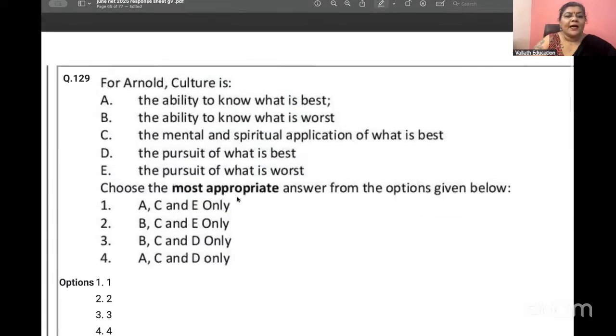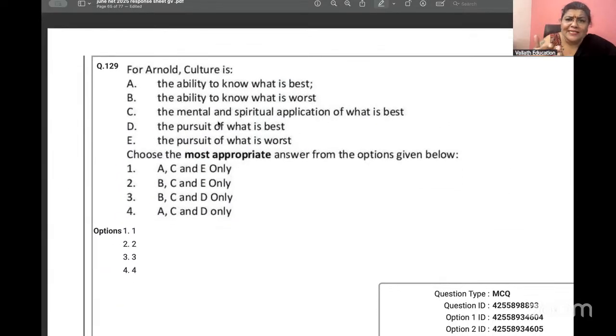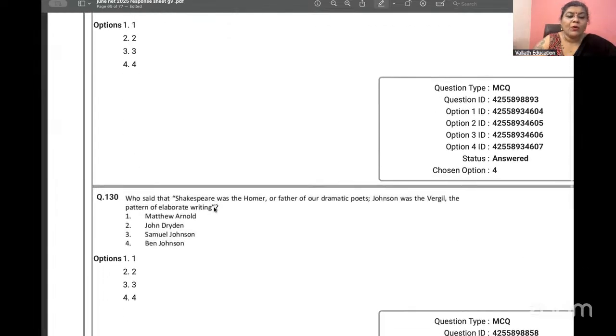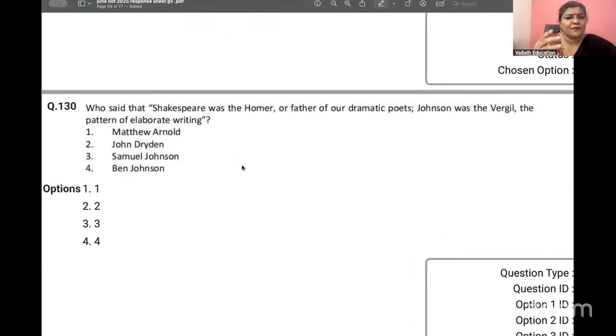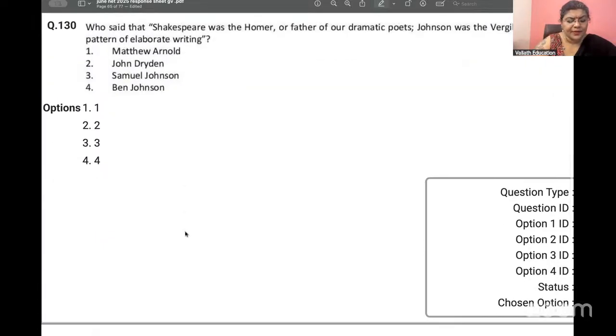Next. For Arnold, culturist. This is very stupid school level question. Silly question. The ability to know what is best, maybe. The ability to know what is worst is absolutely wrong. The pursuit of what is worst is absolutely wrong. B and D are absolutely wrong. So ACD. Clear? Now, Shakespeare was the Homer or father of our dramatic poets. 1,000 times we have studied this. John Dryden.